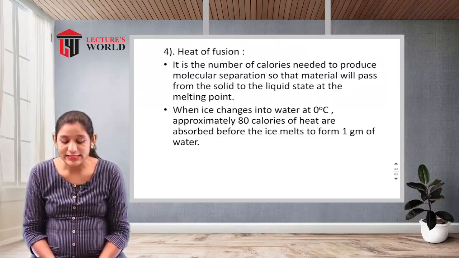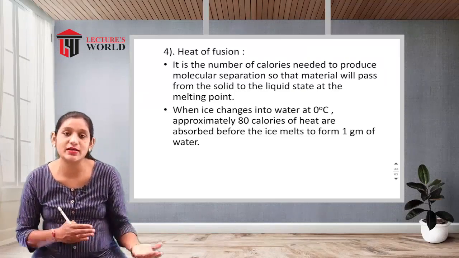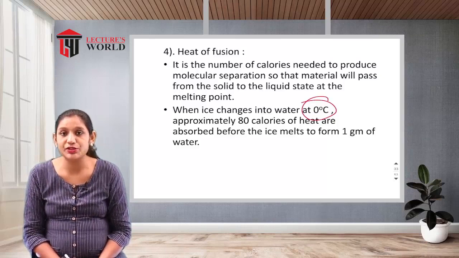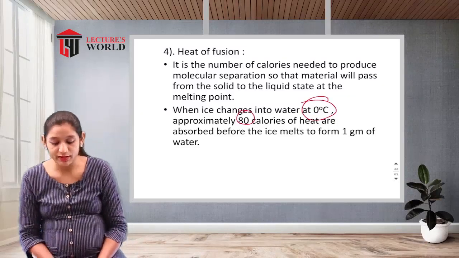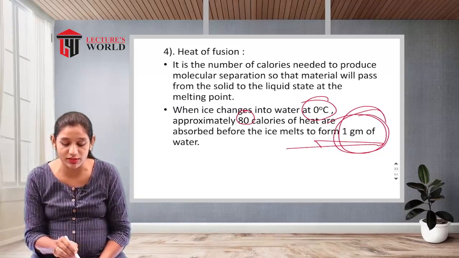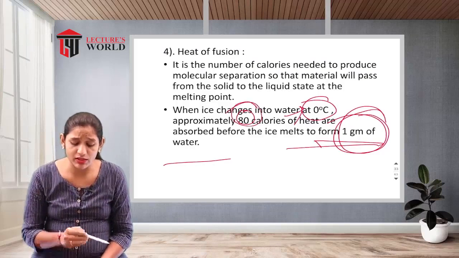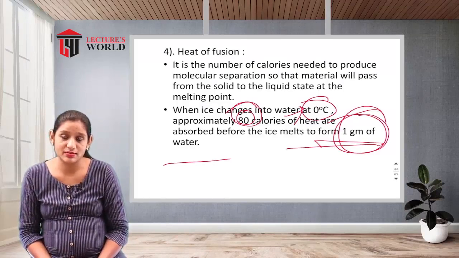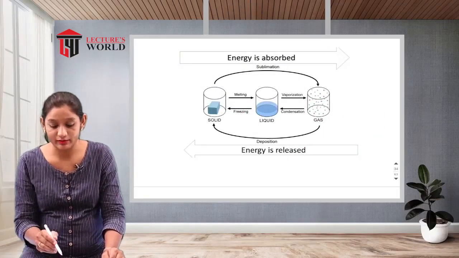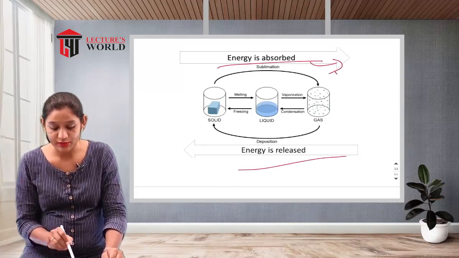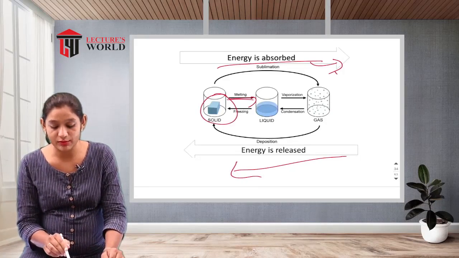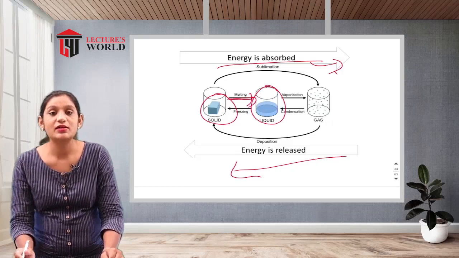Right, here the ice changes into water at 0 degrees centigrade. Approximately 80 calories are utilized to melt 1 gram of water, which is the calculation here. In this state energy is absorbed in one way and released in the other. So this is melting, where the solid is melted into a liquid phase, but it is reversible.